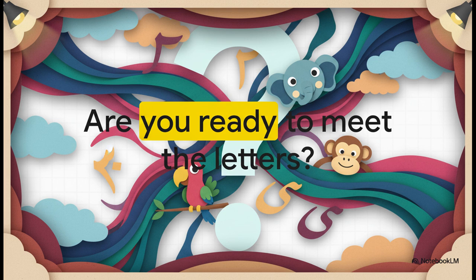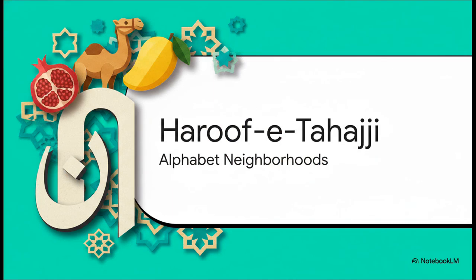We're using a technique today called the theater of the mind. By taking these written shapes and attaching them to really vivid, living stories in our imagination, you're going to lock these letters into your memory completely effortlessly. Okay, let's dive right into this. Welcome to the world of Huruf tehjī, the alphabet neighborhoods.